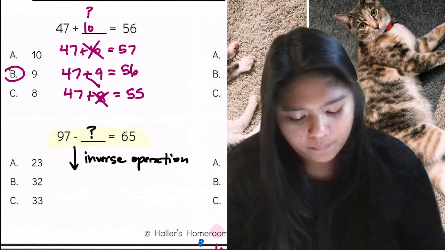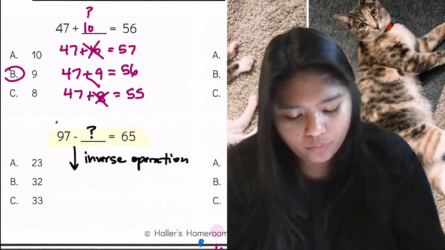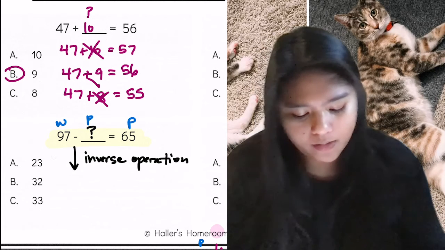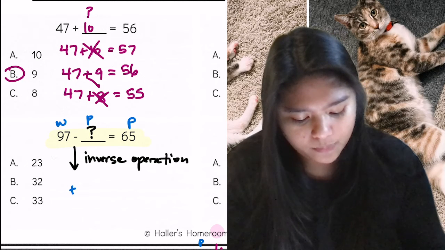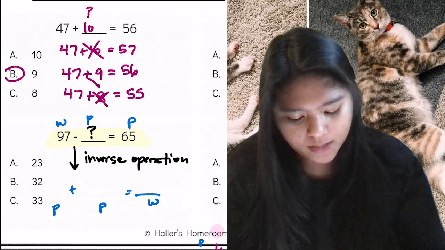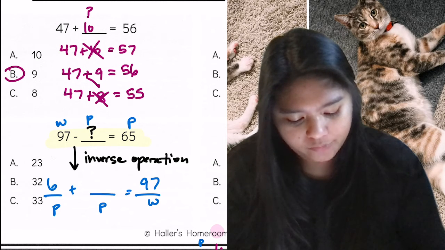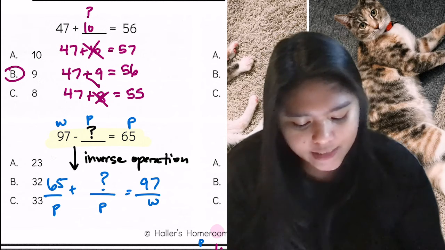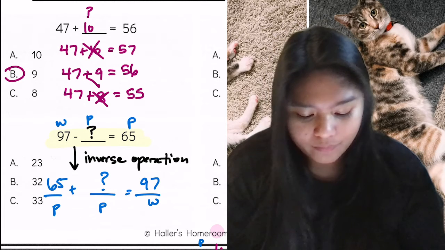Okay, let's write an addition sentence. Ready? I know that in subtraction, this is my whole, this is a part, and this is a part. Okay, and in addition, it's going to be a part plus a part equals a whole. So I know my whole is 97, and I know my parts are 65 plus question mark. 65 plus question mark equals 97.